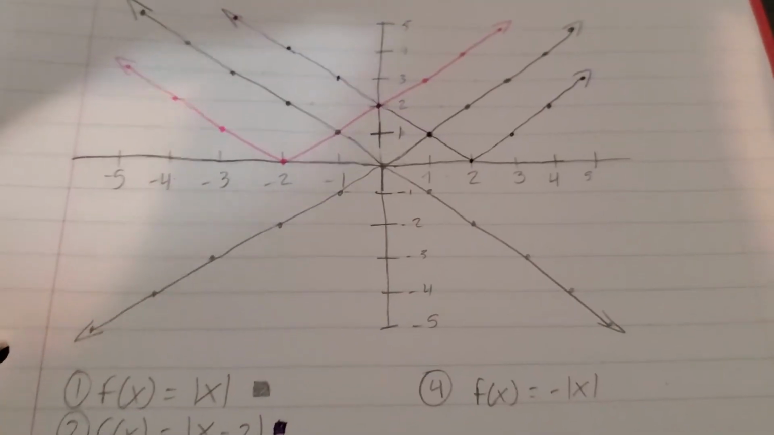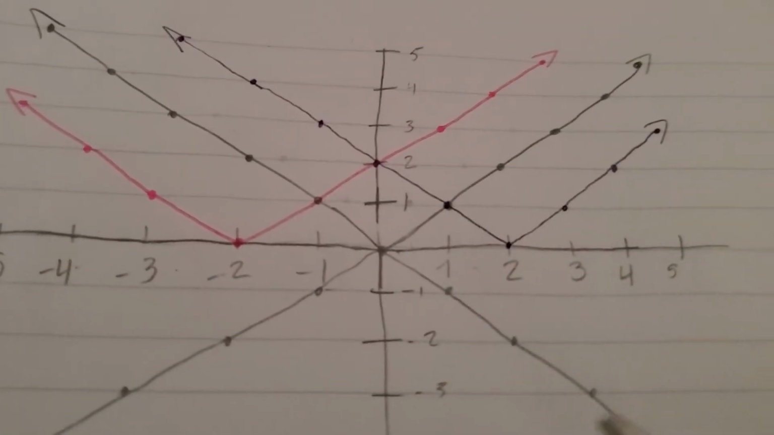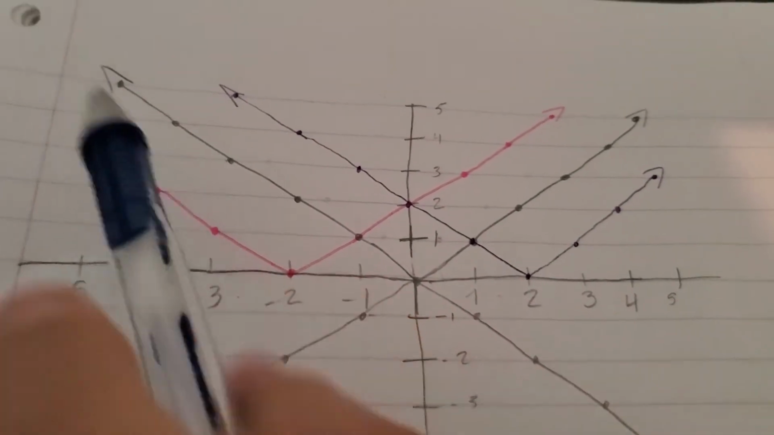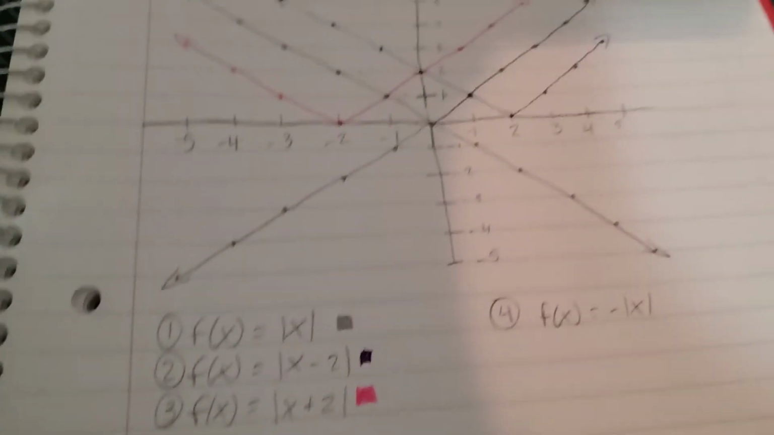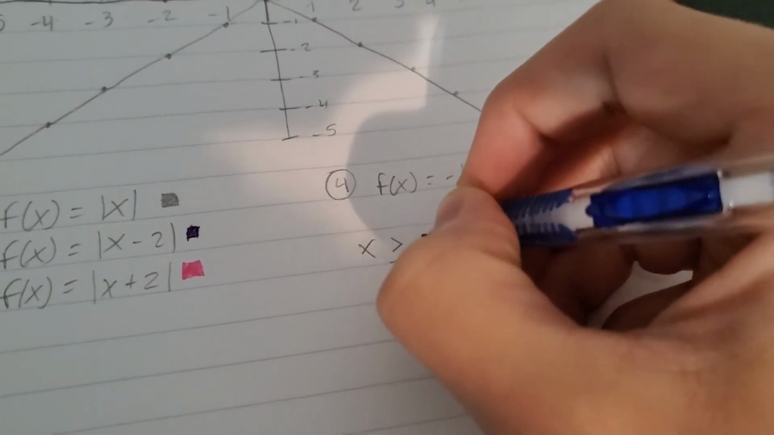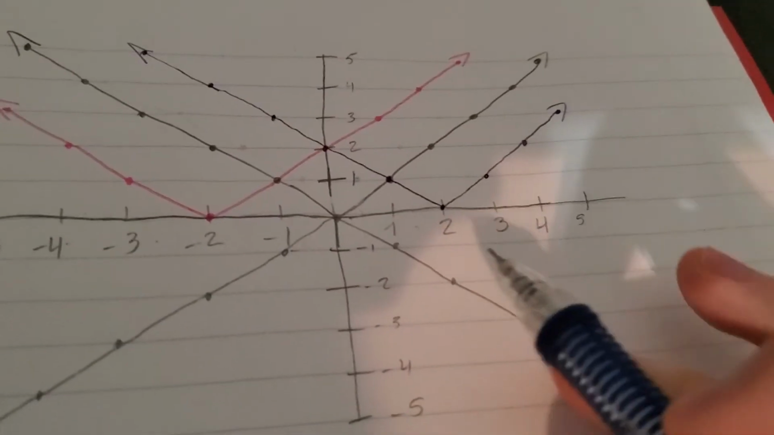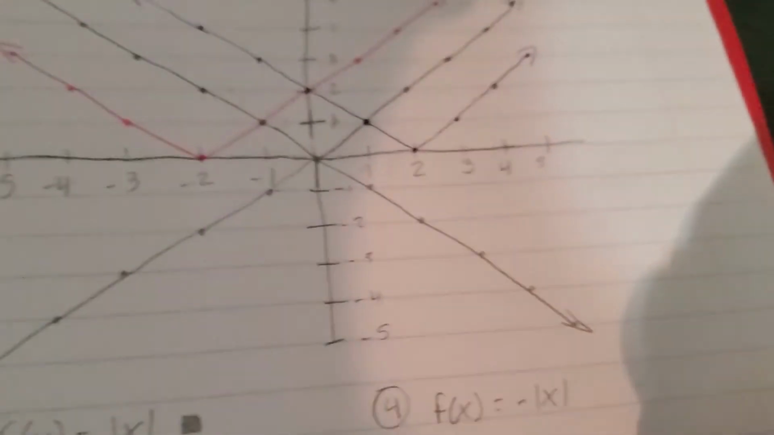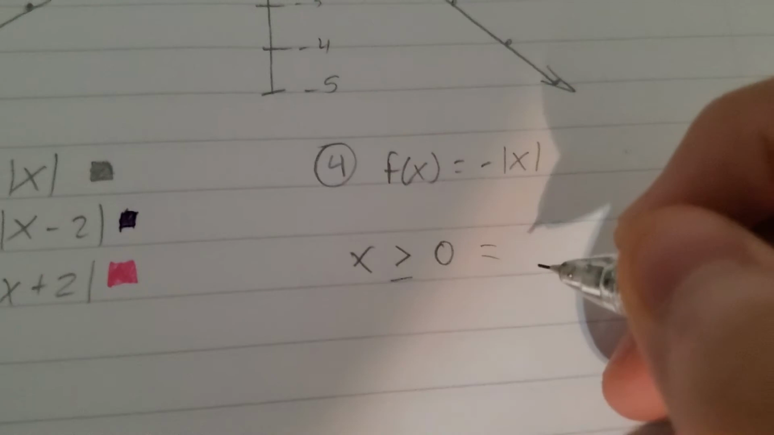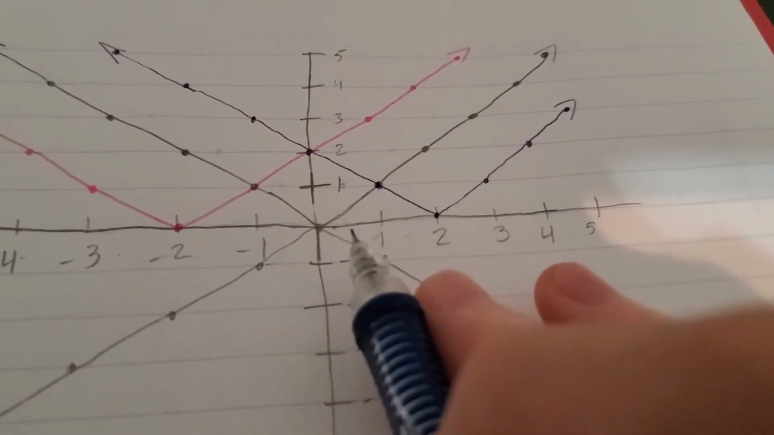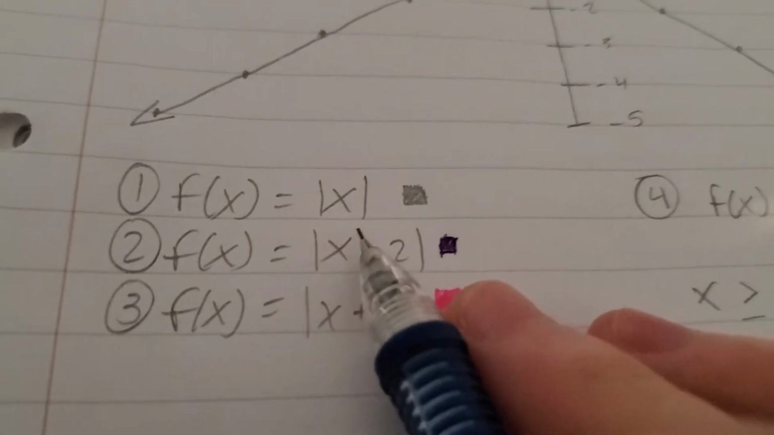Now, how should you write this as a piecewise function? Well, if you look at it here, there is a 0, and there's a line going off of 0, and a line going off of 0 this way. So how you would write this is x is greater than or equal to 0. So when x is greater than or equal to 0, it is equal to the absolute value of x. When x is greater than or equal to 0, you use this equation.